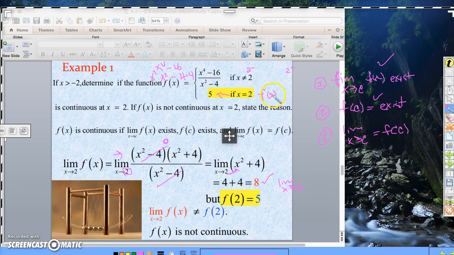When I plug in 2 into my function, my function spits out 5. And so, yes, it exists. The reason why this is not a continuous function is because the limit does not equal the value at 2. See? 5 and 8. 8 does not equal 5. And therefore, it does not satisfy condition 3. And that is not a continuous function.